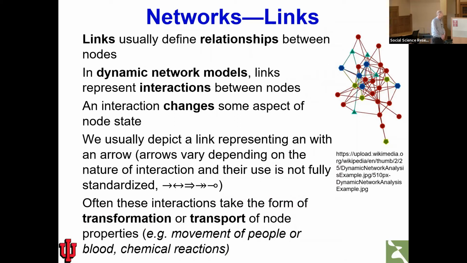So in a dynamic network model, the links are going to represent some kind of interaction between the nodes. And by an interaction, we mean that there's going to be a change of the state of the nodes due to that interaction. And typically, when that is the case, we will represent those links not by straight lines, but by arrows.